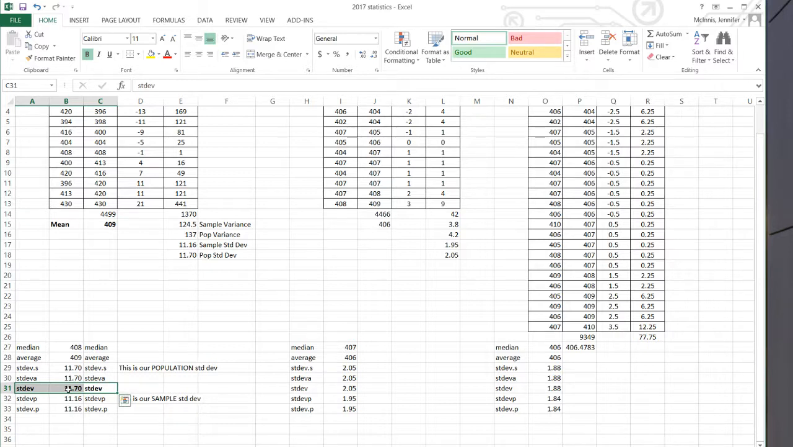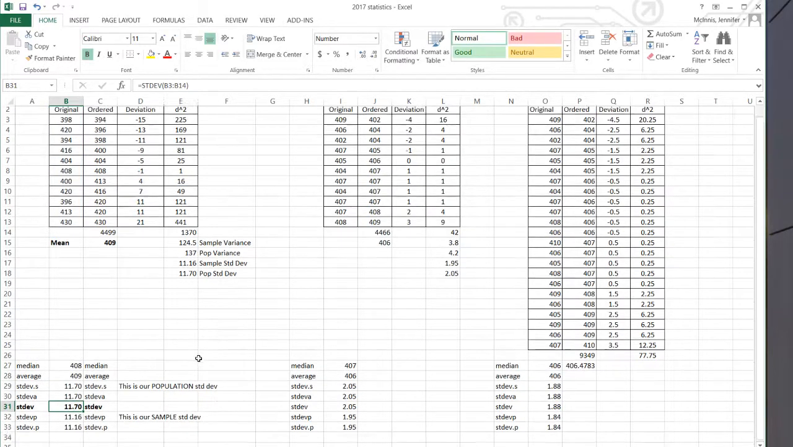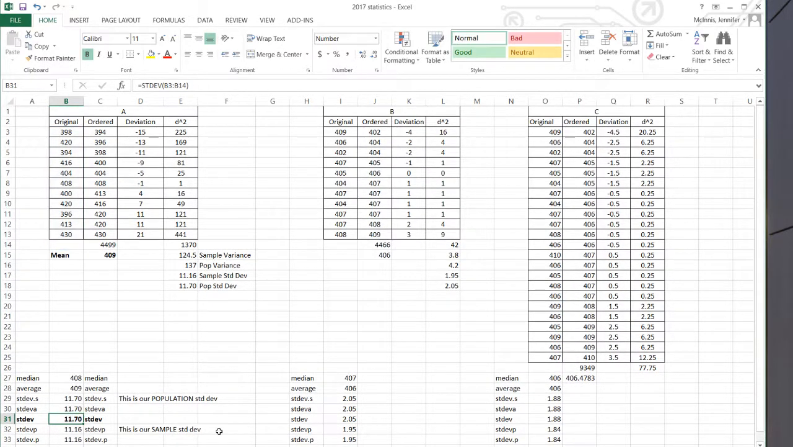Probably the two most commonly used statistical properties in Excel are average and standard deviation. So that would be how you find those two values in Excel.